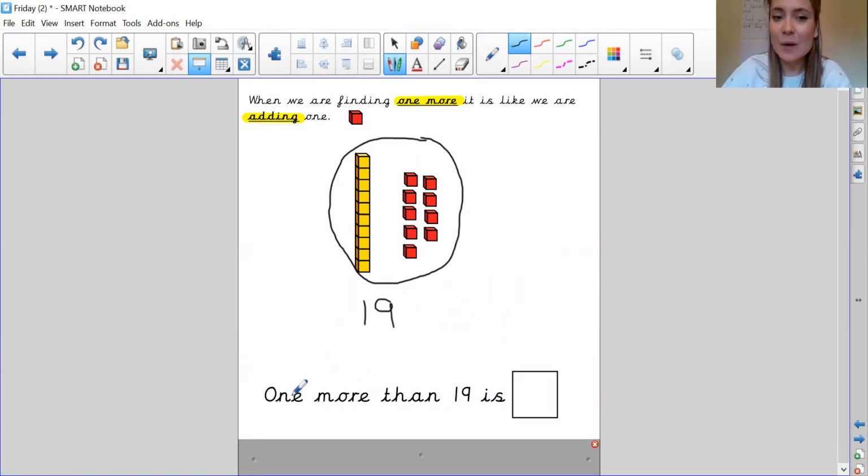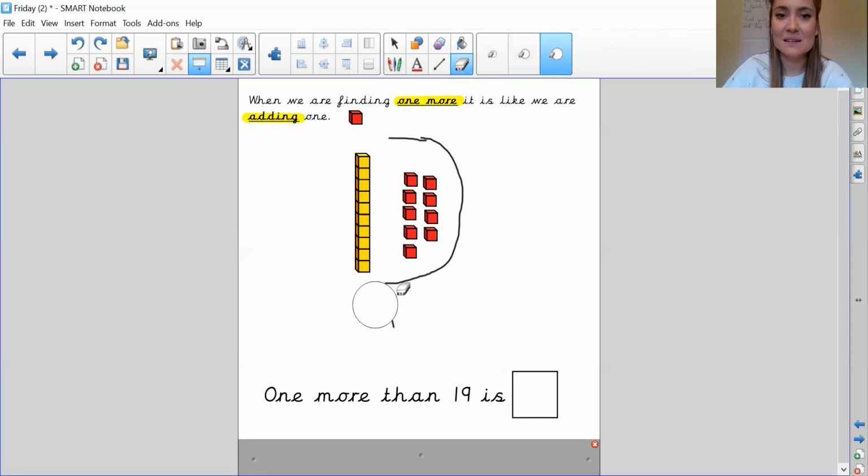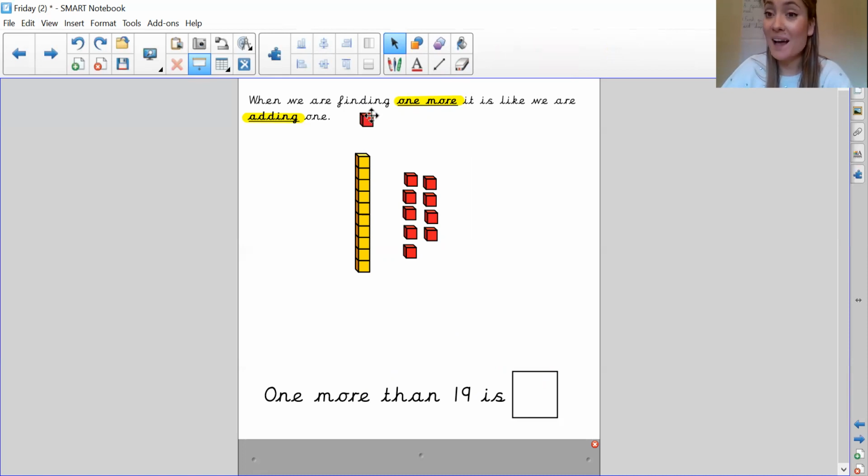So I know I have got the number 19. So let's work out what one more than 19 is. Let's find out. Let's rub this out. So can you see I've got one more up here? What do you think is going to happen when I add one more? Can you tell me? Let's see if you're right. And to add one more to my 9 ones. Let's see how many ones I've got now. Count with me. 1, 2, 3, 4, 5, 6, 7, 8, 9, 10.